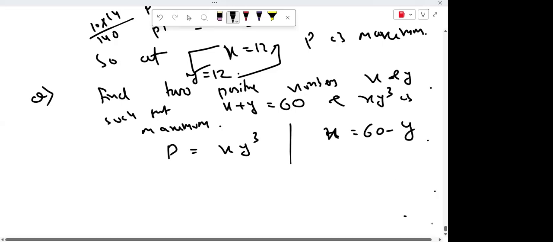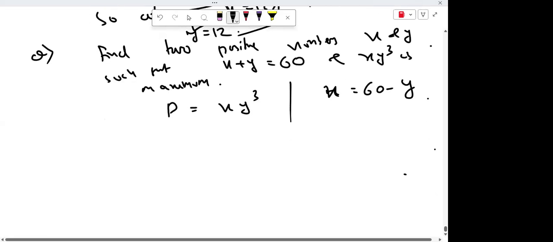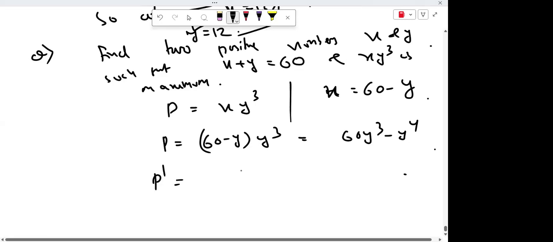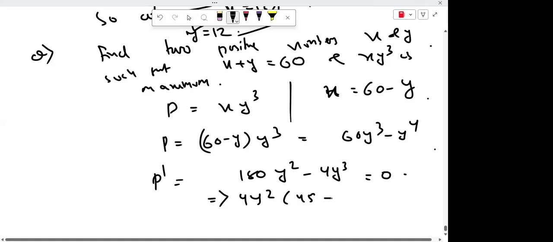Okay, we can write P is x y cube, which we have to maximize, which is the product. And we can find x is 60 minus y, right? Replace x, which is 60 minus y times y cube, which is 60y cube minus y to the power 4. So first we'll differentiate. So it is 180y square minus 4y cube. If we put this equal to 0, we can take 4y square common. So it will be 45 minus y is equal to 0.